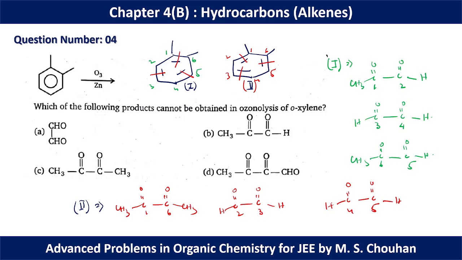Hence we can say that here we have a product that cannot be obtained in ozonolysis. So D is the only product which cannot be obtained during the reductive ozonolysis, because in reductive ozonolysis we have used some tricks, and we have already discussed those tricks in our regular classes. So always follow your class notes to solve this kind of question.